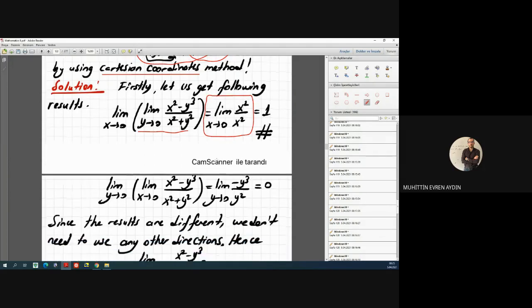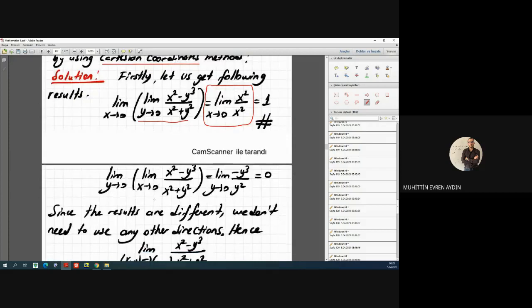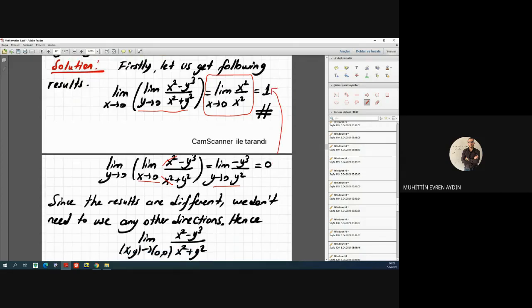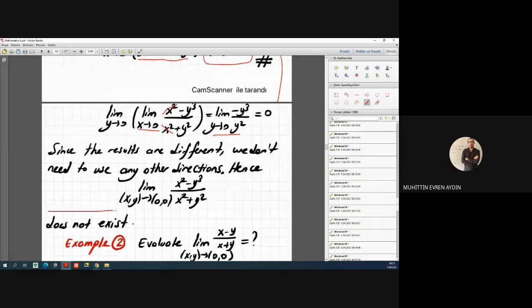Okay. Let's change the direction. First, we approach along the axis x. We replace x with 0. Then we obtain this limit, which is equal to 0. And those are different, which means that the limit does not exist.